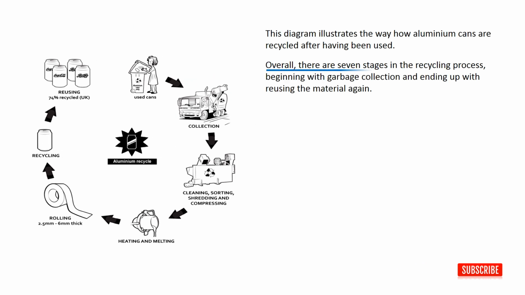Overall, there are 7 stages in the recycling process, beginning with garbage collection and ending up with reusing the material again. In such cases, you should write the number of steps in a process, as well as how the process begins and ends. Because process diagrams, unlike line graphs, pie charts, and bar charts, have no general trends or key changes to identify, I started the overview paragraph with the word overall. It indicates to the examiner that I'm going to describe general features.